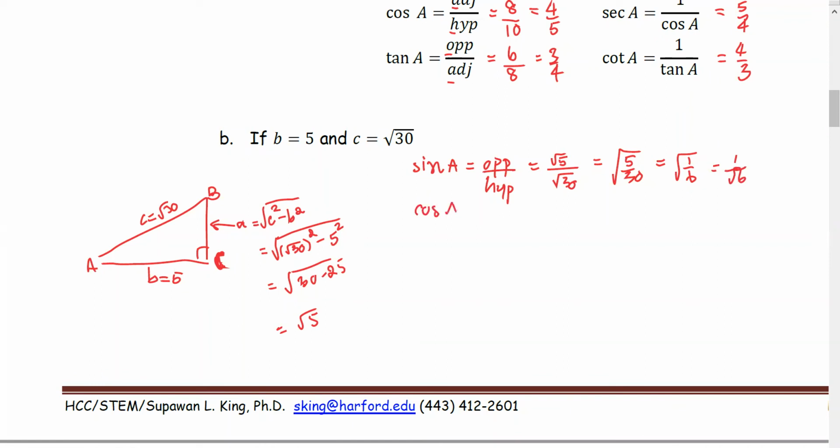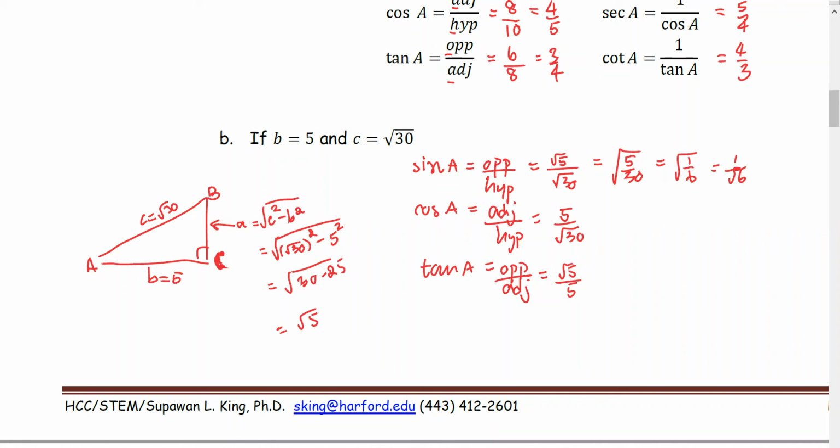The cosine of A is the adjacent divided by the hypotenuse. Adjacent is 5. The hypotenuse is square root 30. And the tangent of A is the opposite over the adjacent. The opposite is square root 5. The adjacent is 5.